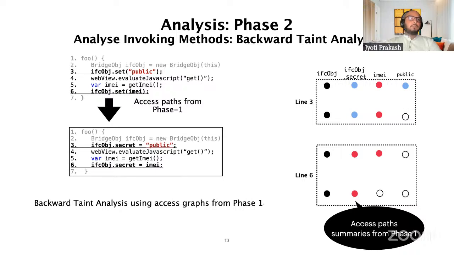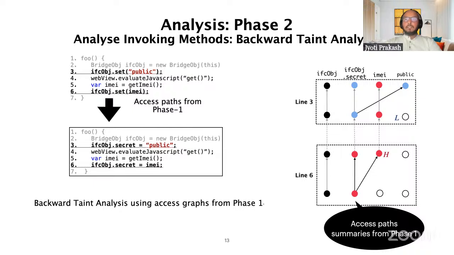So this is a program where IMEI is equal to getIMEI, and we replace this with a simple assignment. Now what happens? We do a backward analysis, starting with line number 6 and propagating towards line number 3. In the first phase, we say that IFC_object.secret is influenced by IMEI, and in the next it goes on further, and we say that public information also flows to IFC_object.secret.